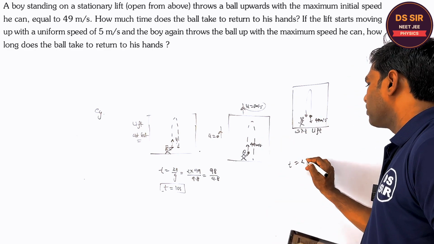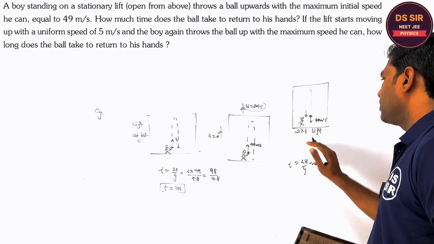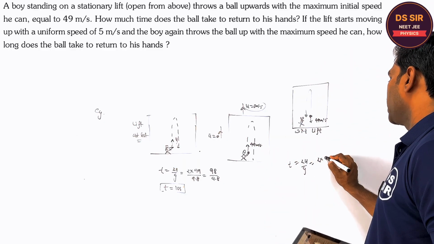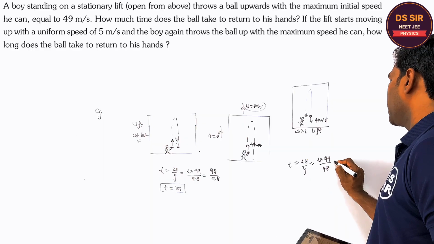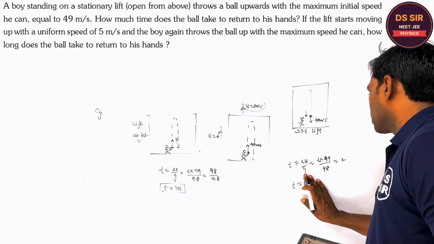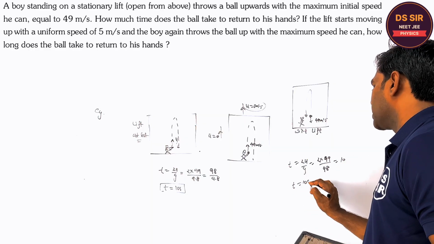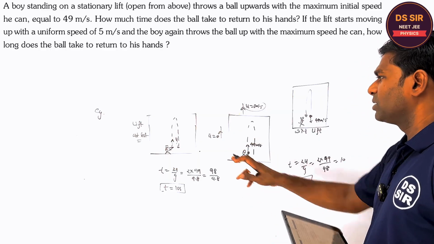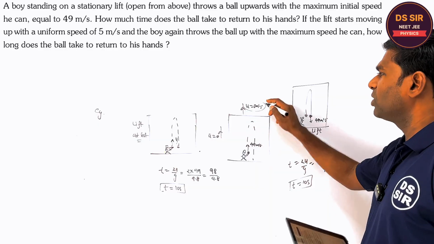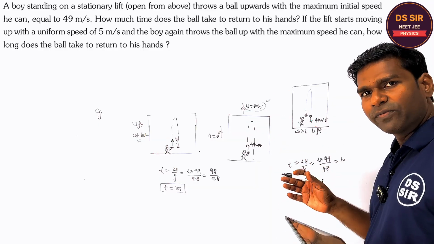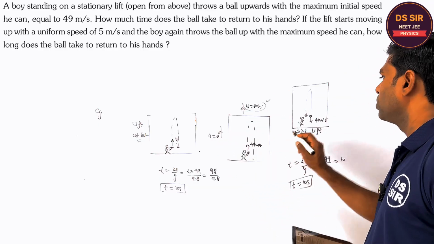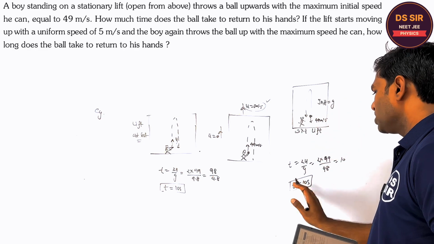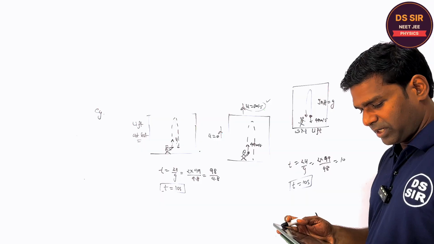So again the time will be 2u upon g. With respect to the lift, the speed will be the same, 49, upon 9.8, and the 2. So again, the time will be 10 seconds. So if it is moving with zero acceleration, whatever the velocity or speed of the lift is, the acceleration of the lift is 0. With respect to the lift, the effective g in this case will be equal to g, and there is no change in the time of flight, right?